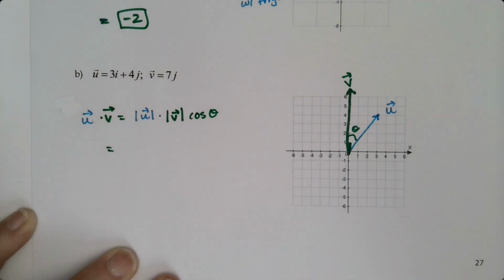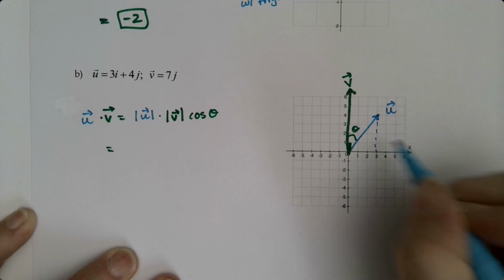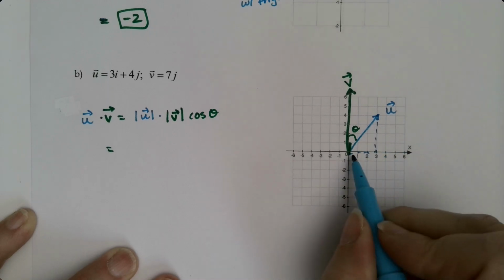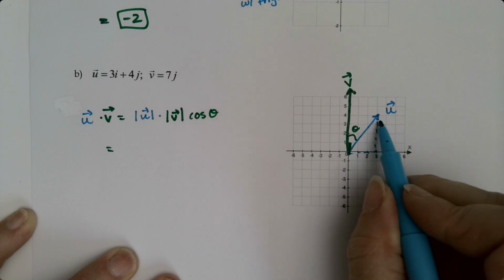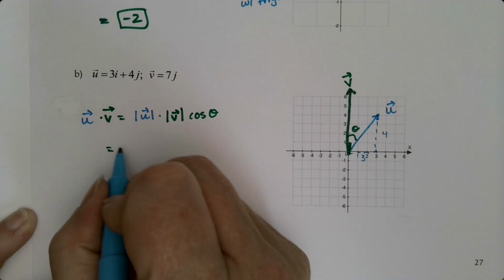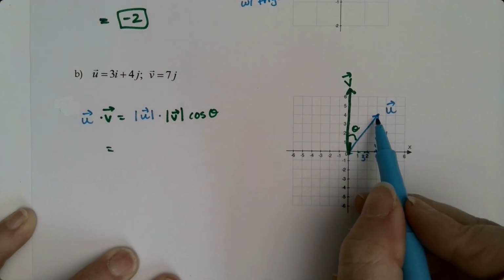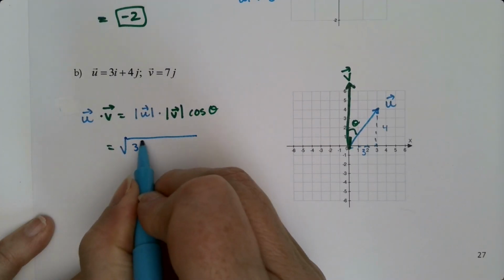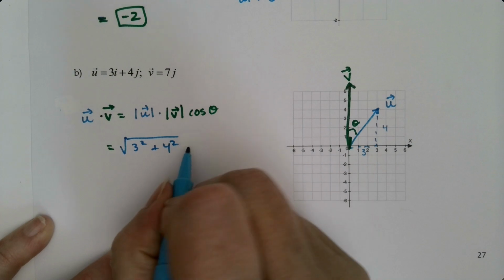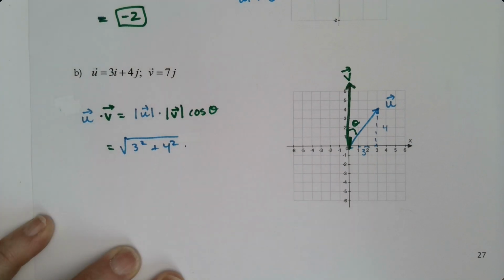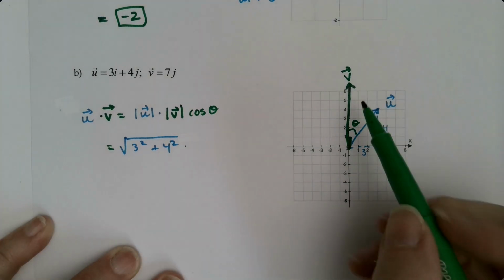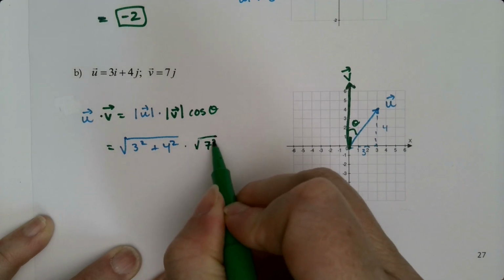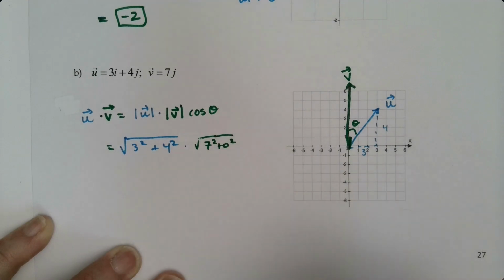Okay, so the magnitude of u, so let's figure that out. We know that this is 3 and this is 4, right? 3 here, 4 here. So the magnitude is the same as the length of that vector, and that would be the square root of 3 squared plus 4 squared, which is the square root of 25, which is 5. So we'll do that in a second. And then the magnitude of v is really easy, because that's the square root of 7 squared plus 0 squared, or 0 squared plus 7 squared, whichever way.